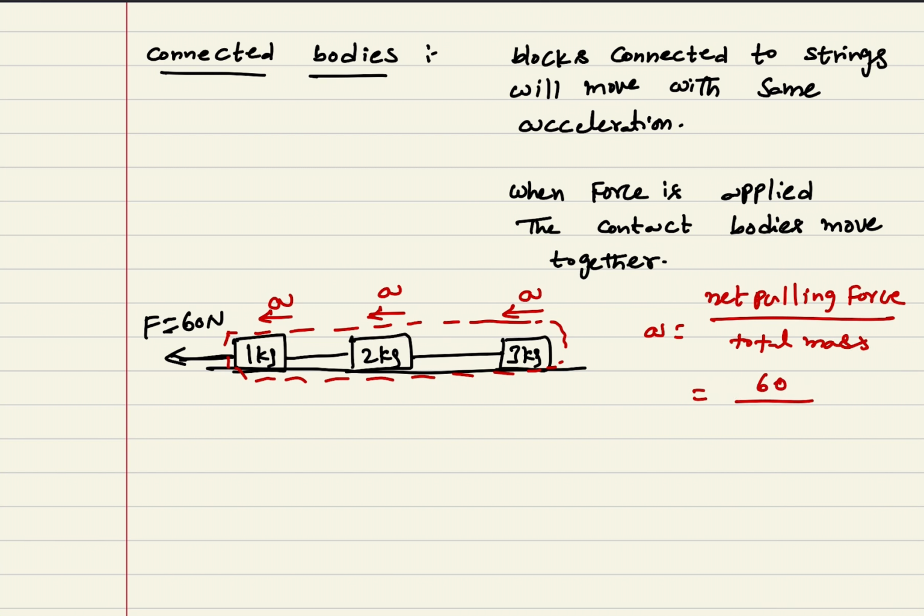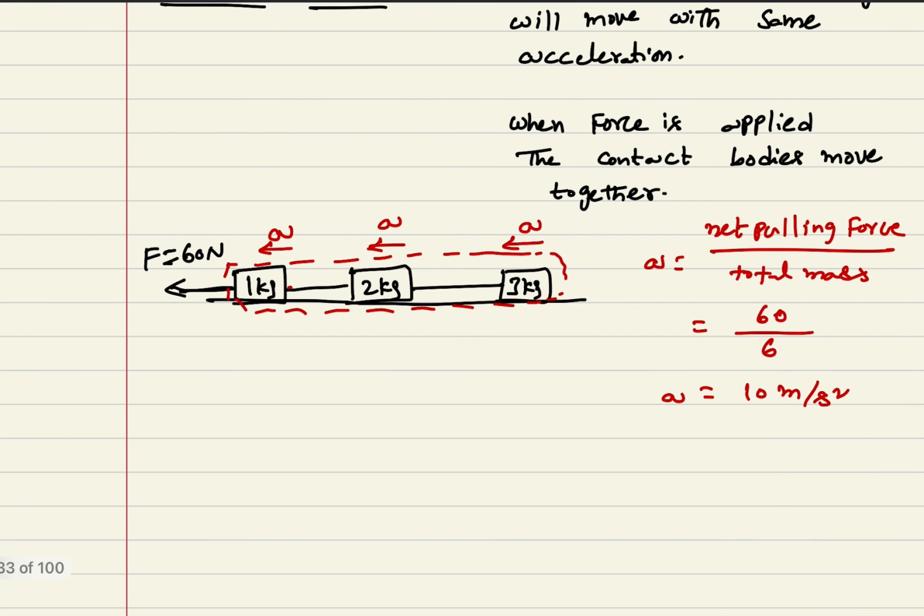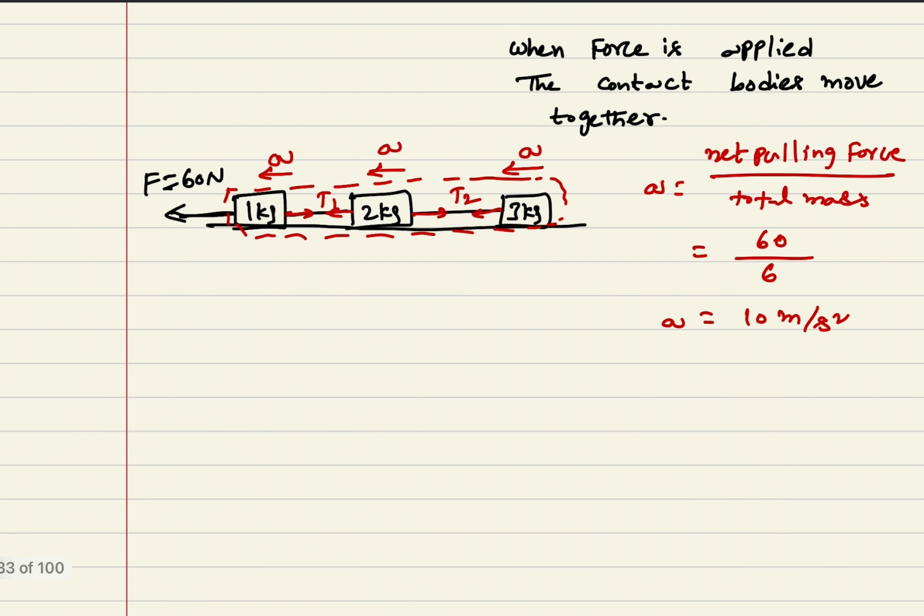Here the net pulling force is 60 Newton, and the total mass is 6 kg. So you can get 10 meter per second square. This is my acceleration. Now at the same time, you can see the tension between the first 1 kg and 2 kg body is T1, and the tension between the 2 kg and 3 kg body is T2.